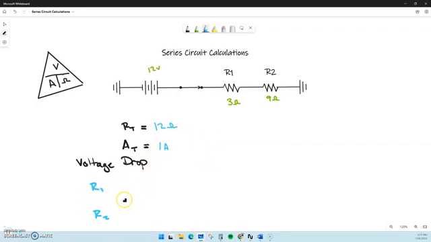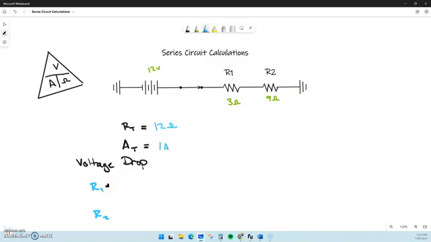Now what we want to do is find voltage drop. Something else that I should mention is this 1 amp is the same throughout the circuit. So the total current that is going through R1 is 1 amp, and the total current or flow going through R2 is 1 amp. It does not change regardless of the resistances in each of these resistors. Now let's go back to voltage drop.